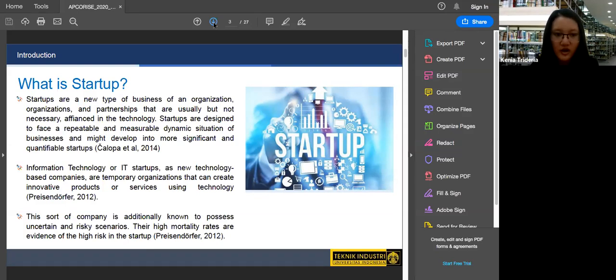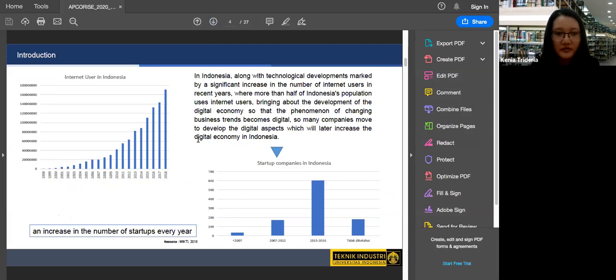Since the startups are designed to face a repeatable and measurable dynamics business, so this kind of company is related to uncertainty and risk scenarios, which are shown by their high mortality rates as a result of high risk in the startup system. Next. So in Indonesia itself, we have seen many startups established in this country.